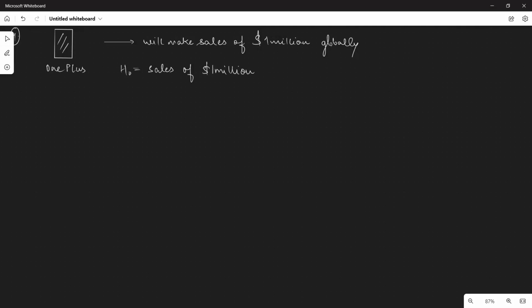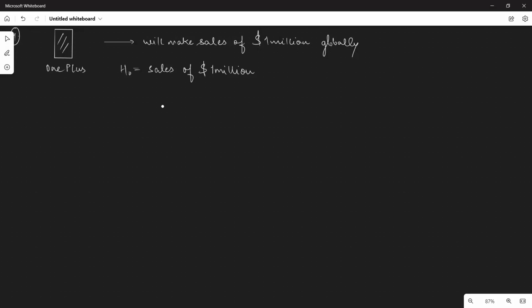Okay, sales of 1 million. This is what the question says, or you can say this is what the context says, and exactly the same thing will be represented here also. Exactly the same thing will be represented as H0 also. So whatever is there in the context, whatever is there in the question, that becomes the H0, or you can say H0 is nothing but the claim of the company. Okay, this is the claim of the company.